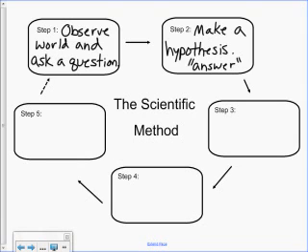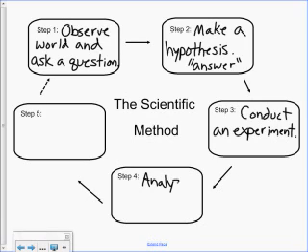So that's step number 3. You're going to conduct an experiment. So you do your experiment, and then you get some data based on your experiment. So step number 4 is going to analyze that data. And then once you've taken a look at the data, you're going to try to figure out what it all means. So was your hypothesis correct or not? So step 5 is you're going to make a conclusion.